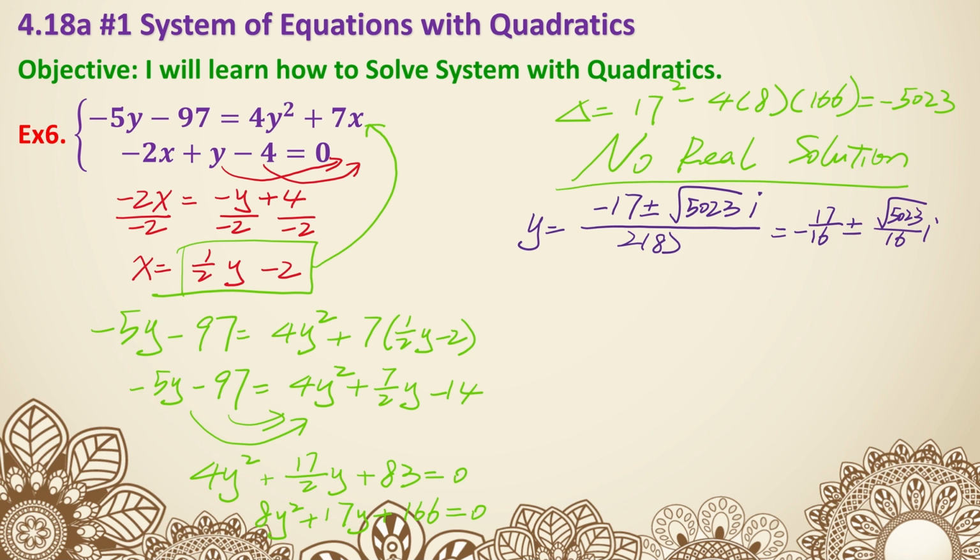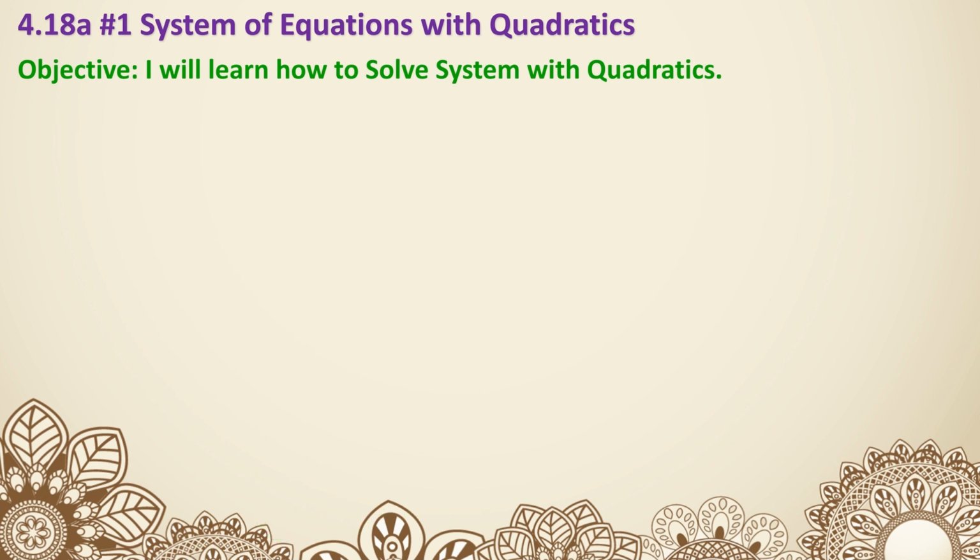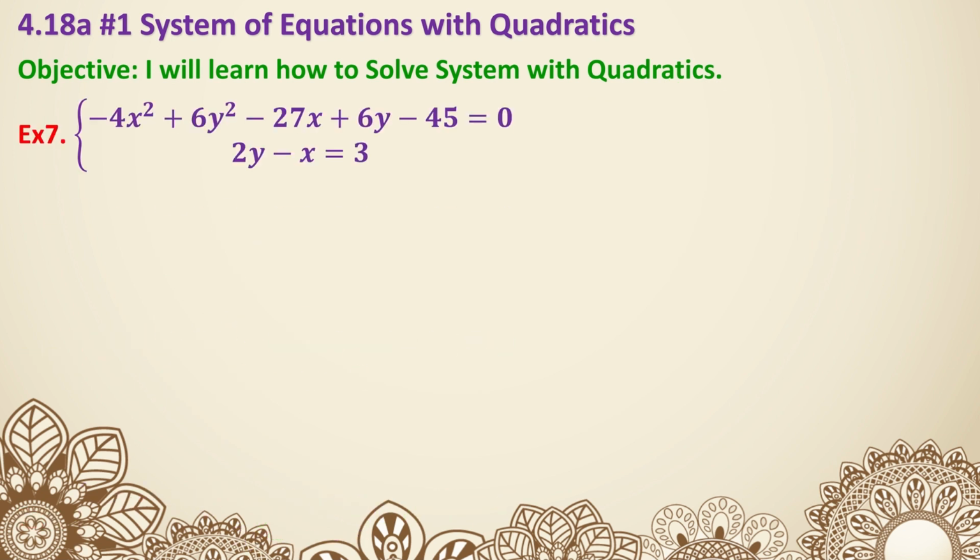Last one, example 7. This is the one that looks a bit more complicated because you have x², x. You also have y² and y, so it doesn't quite matter which one you substitute. Now it actually depends on the linear equation. Looking at the linear equation, it's clearly easier to separate the x, so let's separate the x.